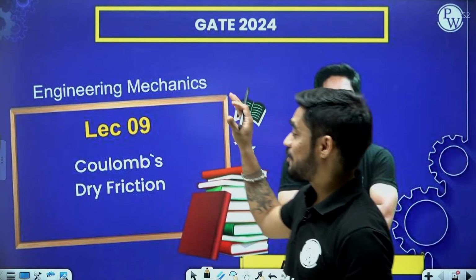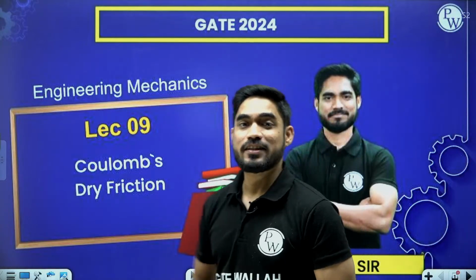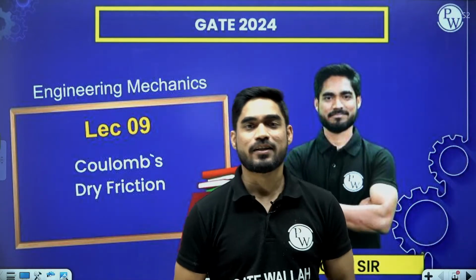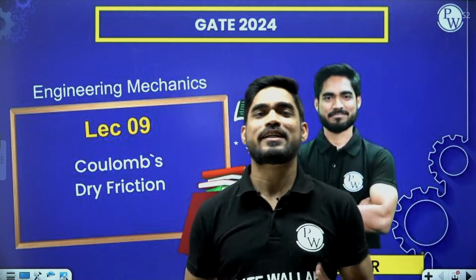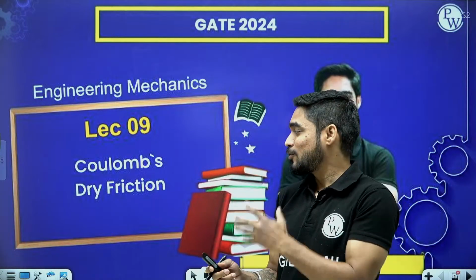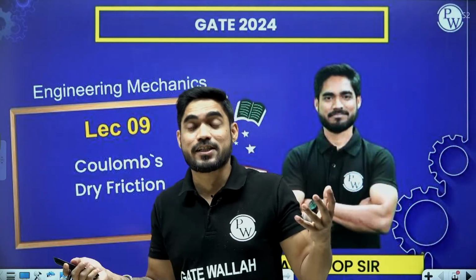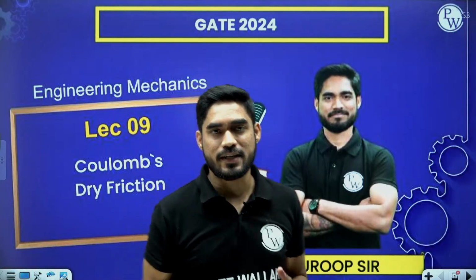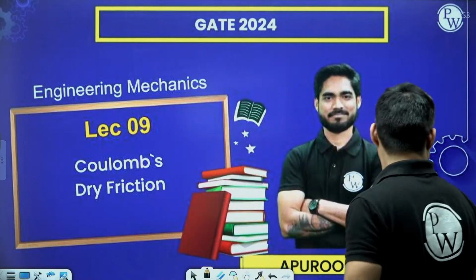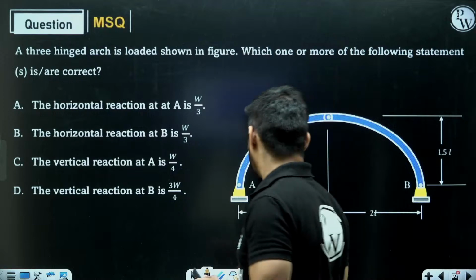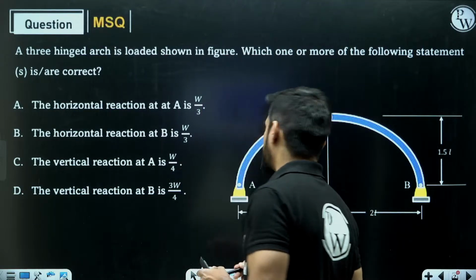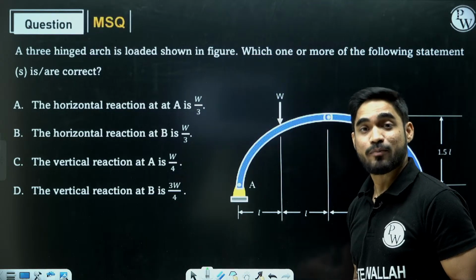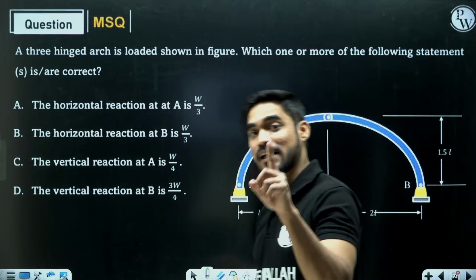This is lecture number 9 and in this lecture we are going to start the concept of friction. So today we are going to learn about Coulomb's dry friction. Now what do we mean by Coulomb's dry friction? Let's understand that. But before we start with today's lecture, let's solve the assignment problem that I gave you in last class.